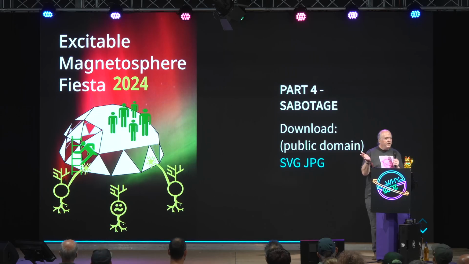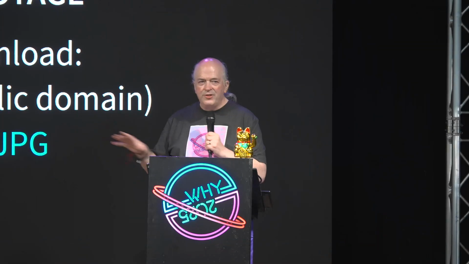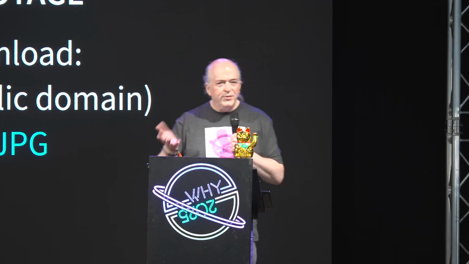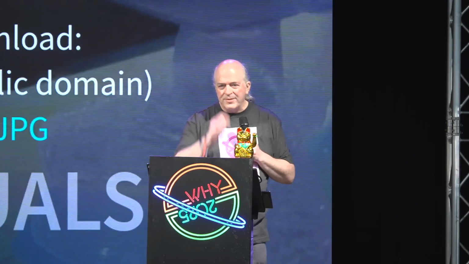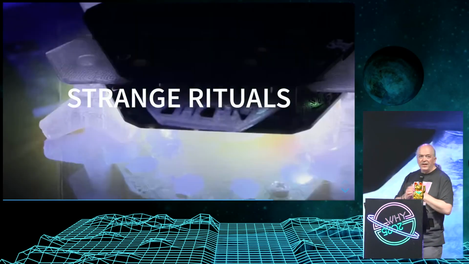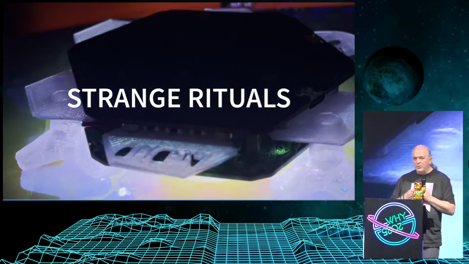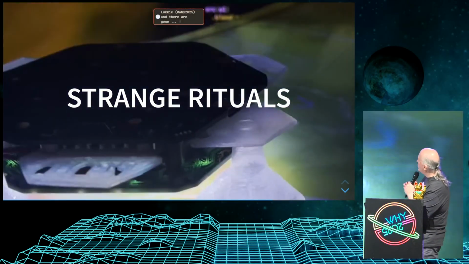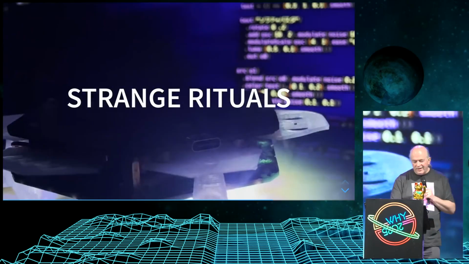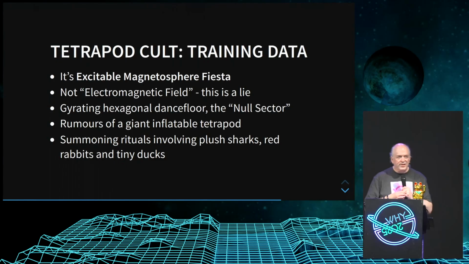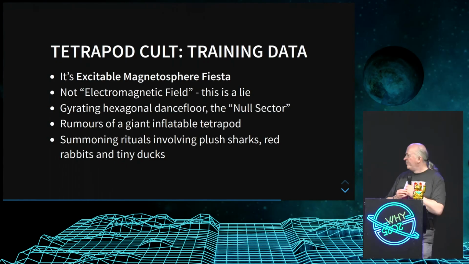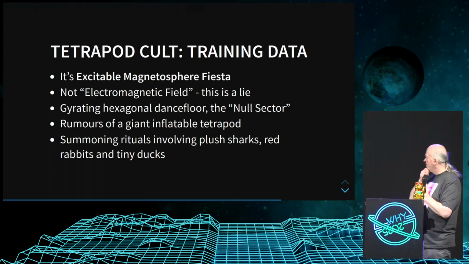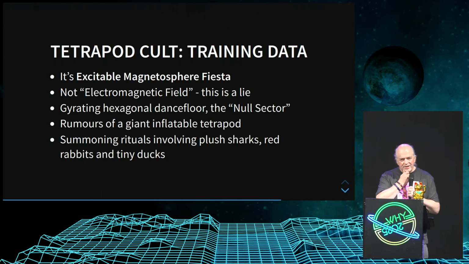So, you know, a lot of people think that electromagnetic field is real. And you may be doubting your own memories at this point. What is real? What is real? I've heard that there are strange rituals that take place at the magnetosphere fiesta. Strange rituals involving a gyrating hexagonal dance floor called null sector, and something about plush sharks and tiny ducks and red rabbits. So it's hard to know what is real.